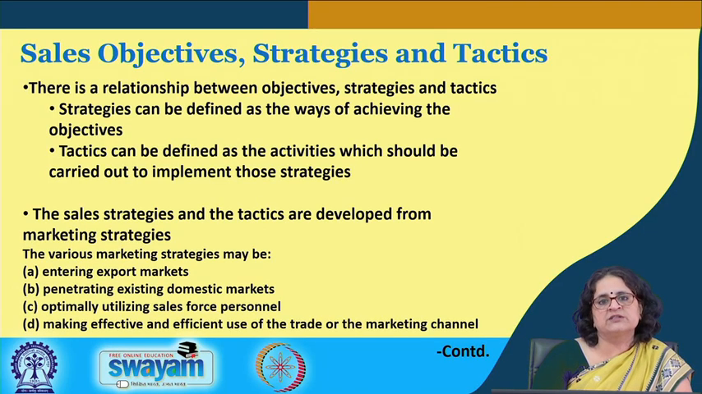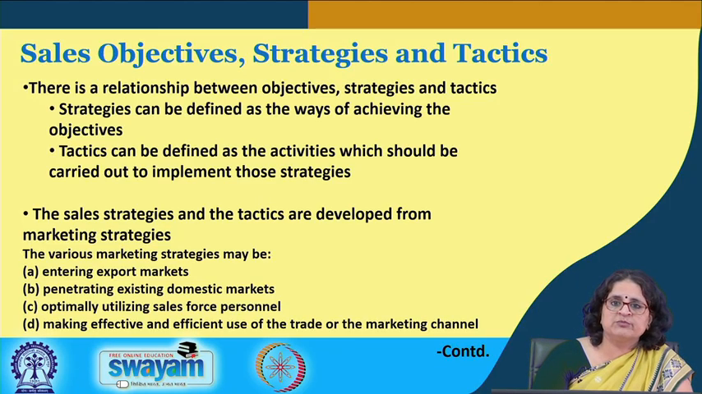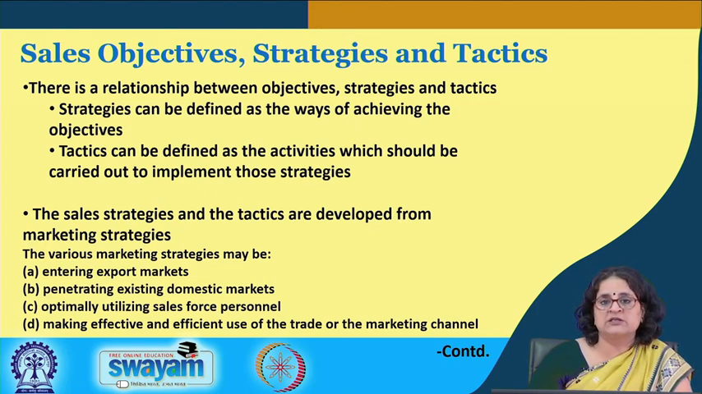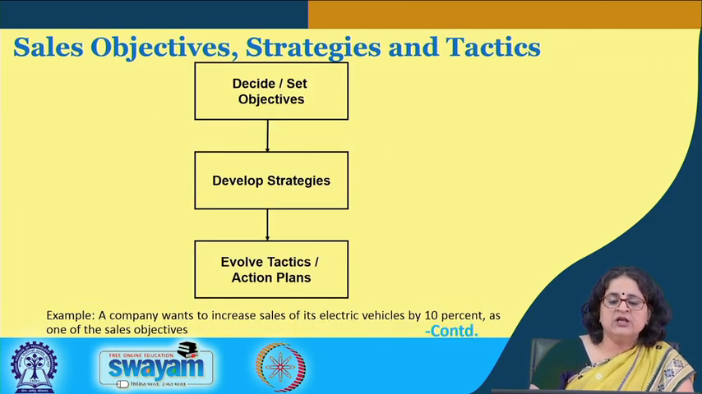So what can be the various kinds of strategies and tactics which a company can have? It could be entering export markets, it could be penetrating deeper into existing domestic markets, it could be optimizing your sales force performance, trying to get the maximum out of your sales force, making them more effective and efficient, and making effective use of your channel partners or your trade partners. Any and all of these could be different kinds of sales strategies and tactics which would help achieve the marketing objectives of the organization.